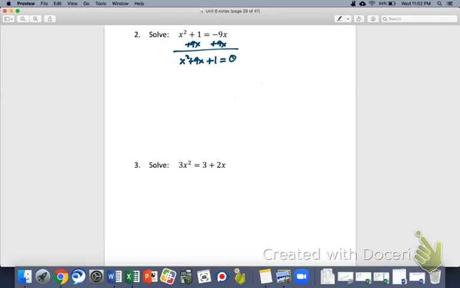Pretty sure that this does not factor. I don't see any numbers that multiply to be 1 and add to be 9. And so I think I'm going to have to use the quadratic formula here. The quadratic formula is x equals -b plus or minus the square root of b squared minus 4ac all over 2a.